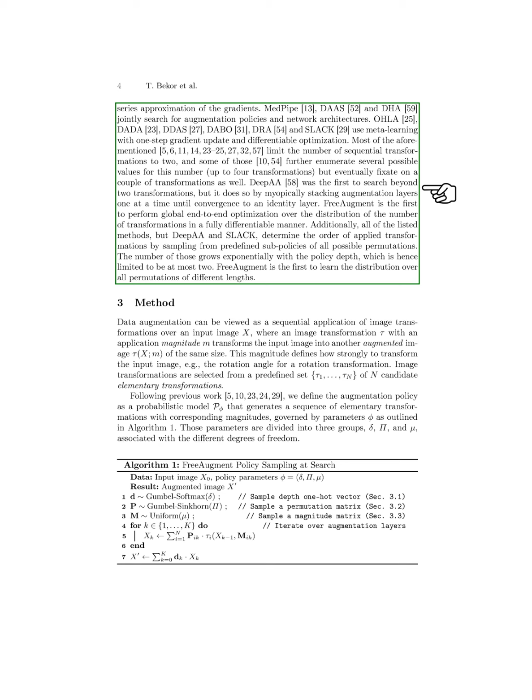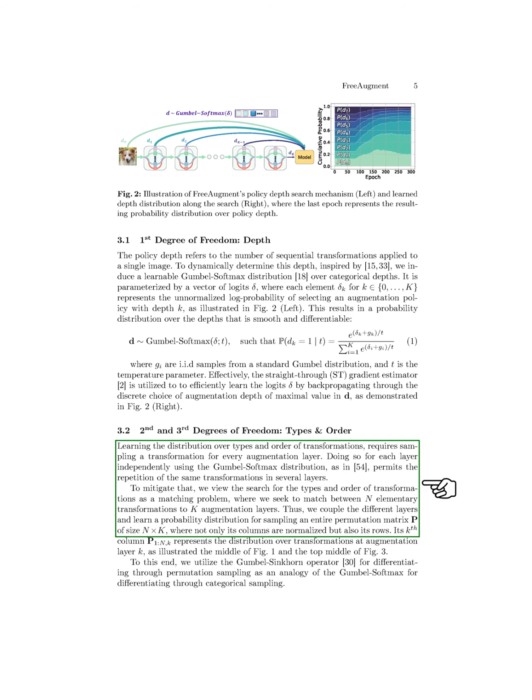This is represented by a vector of logits, delta, where each element indicates the likelihood of choosing a specific depth. This results in a smooth probability distribution over the depths, which we can sample from. When it comes to the types and order of transformations, we sample a transformation for each augmentation layer.